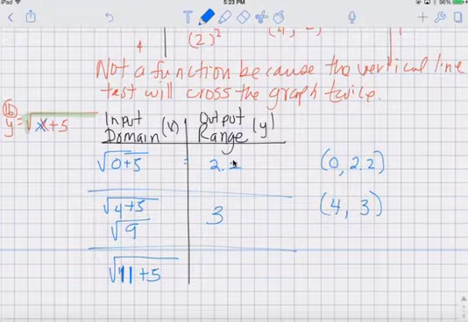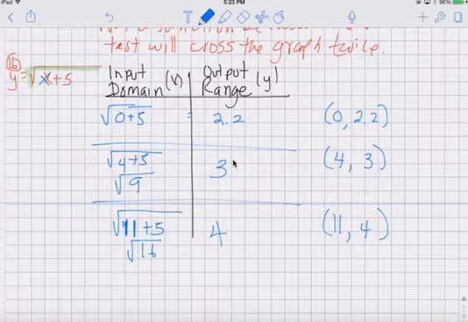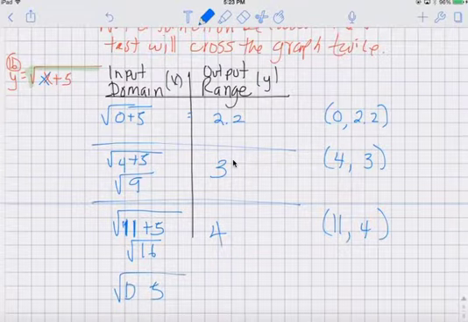Plus 5. 11 plus 5 is 16, and the square root of 16. So for 11, my output is 4, okay? Now, my last number, 5, the square root of what number plus 5?